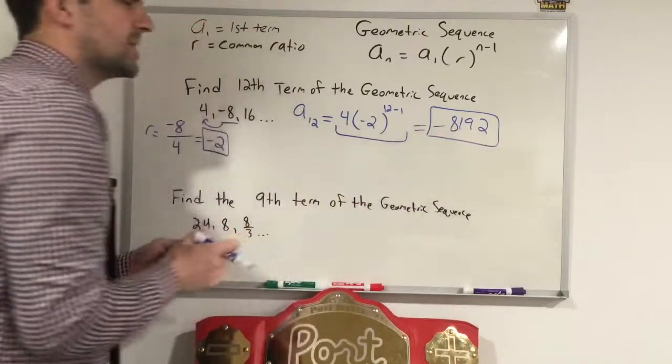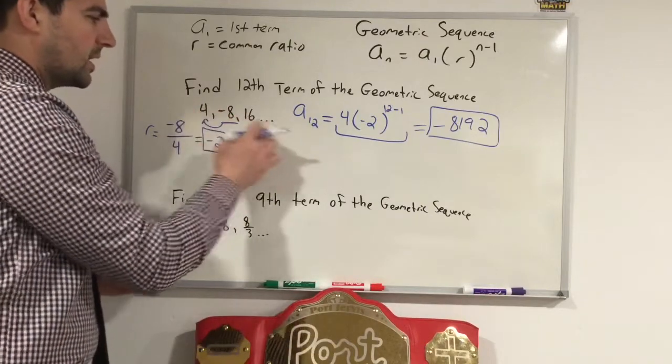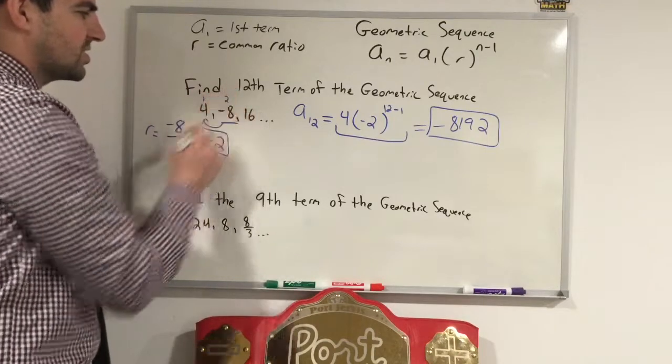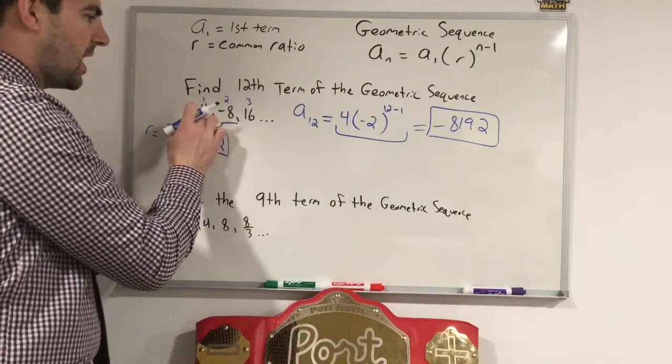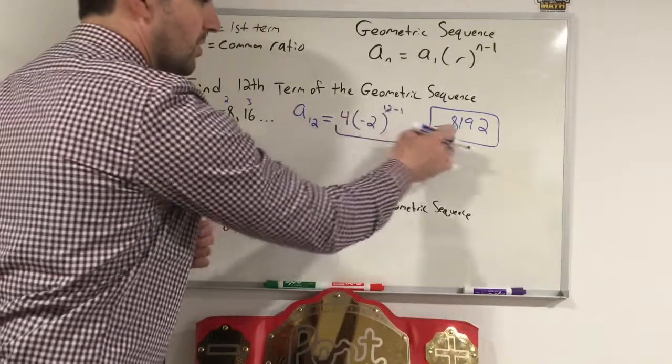Again, a way to check myself: it's negative here. Am I sure it's negative or positive? You could look at your sequence. The first term is positive, the second term is negative, the third term is positive, which means the odd numbers are going to be positive where the even numbers are going to be negative. So the 12th term is negative.